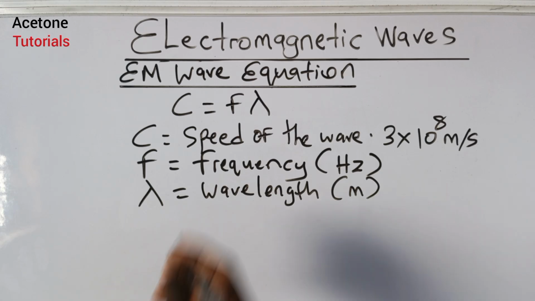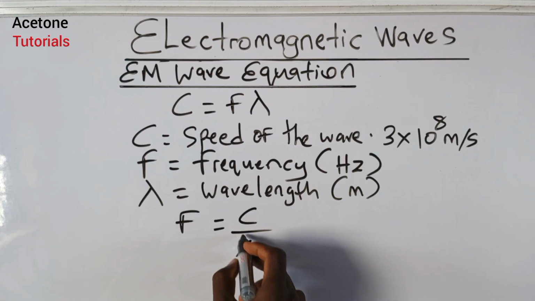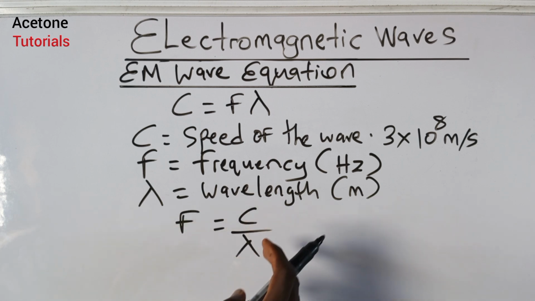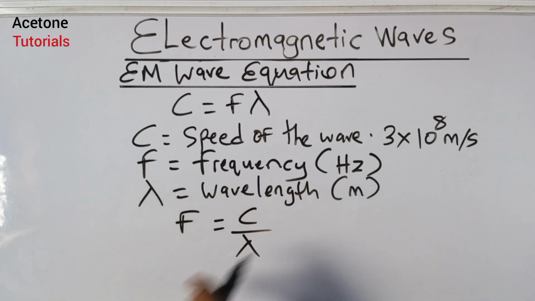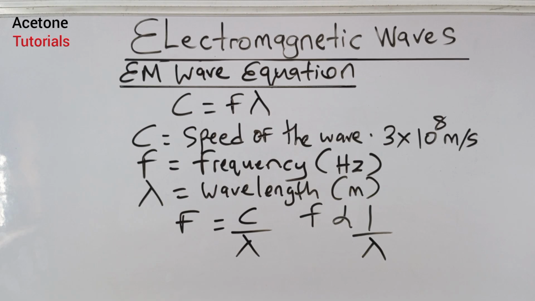Now, if you make f the subject of the formula, f equals c over lambda. So you notice that f is inversely proportional to lambda, which is the wavelength. c is constant. So the higher the wavelength, the lower the frequency. And the lower the wavelength, the higher the frequency. So they are inversely proportional. High wavelength means low frequency, and low wavelength means high frequency. That's for the electromagnetic wave equation.